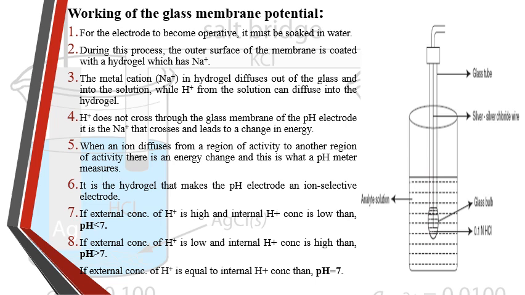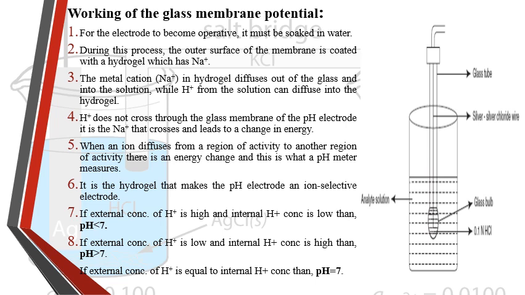First, for the electrode to become operative, it must be soaked in water. During this process, the outer surface of the membrane is coated with a hydrogel which has sodium in it. The metal cation in the hydrogel diffuses out of the glass and into the solution, while the hydrogen ion from the solution can diffuse into the hydrogel.